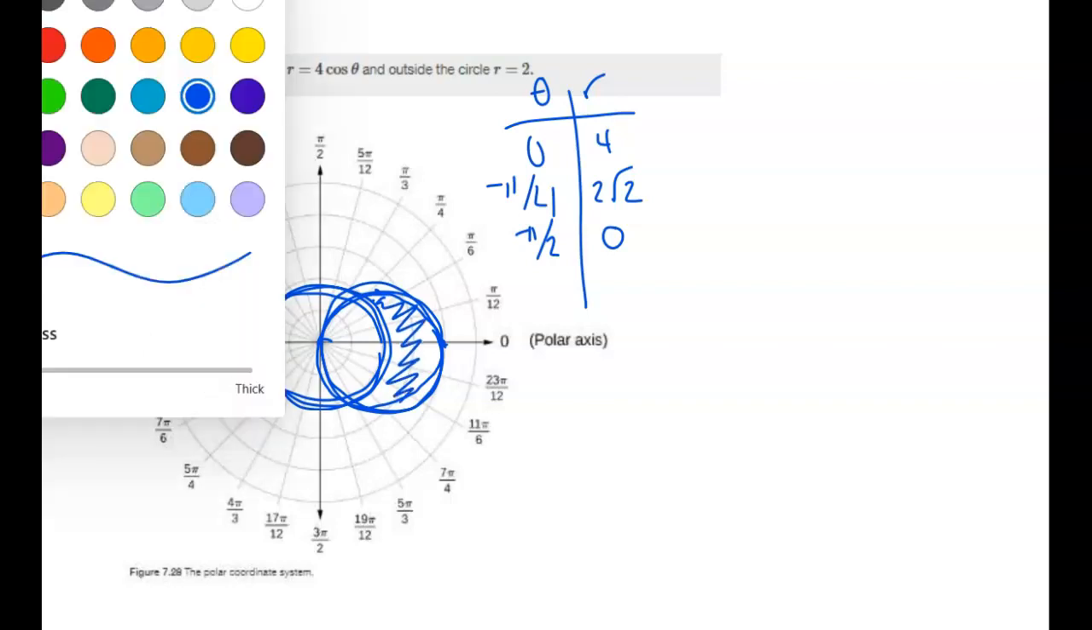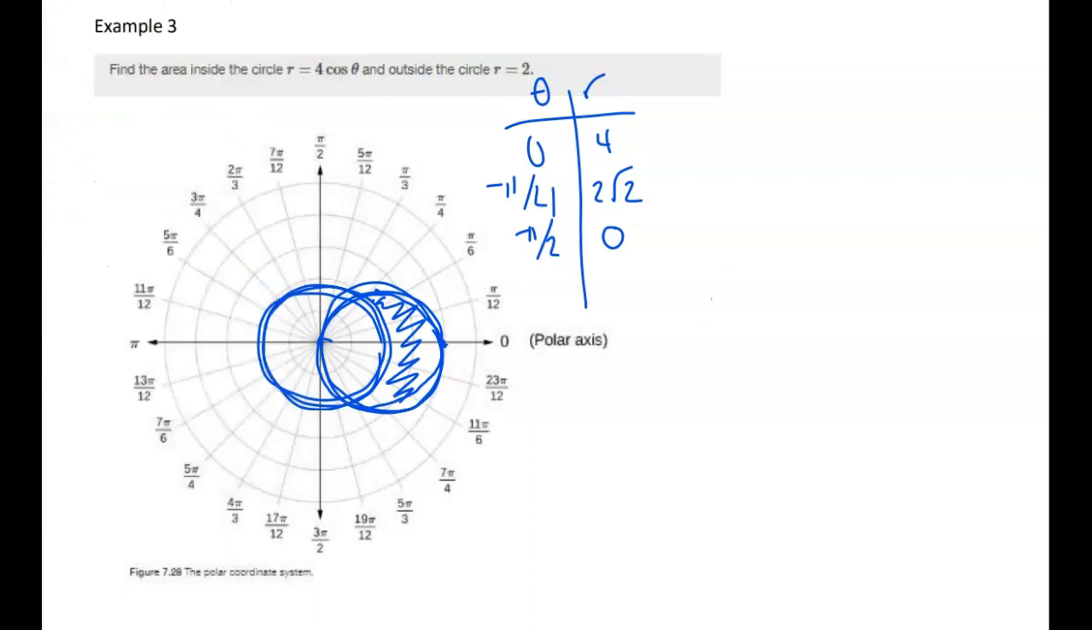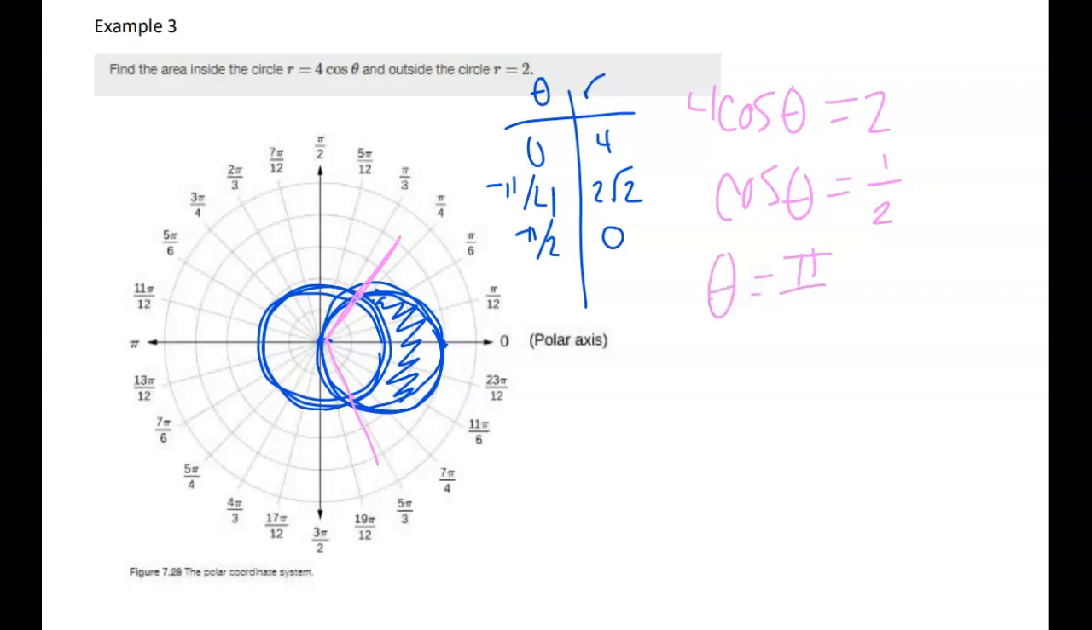Well, let's go figure out where these angles intersect. So where is 4 cosine theta equal to 2? Or where is cosine of theta equal to, divide by 4, 1/2? Well, that's at pi over 3 and negative pi over 3. So those are my bounds. Negative pi over 3 to pi over 3, 1/2 integral.